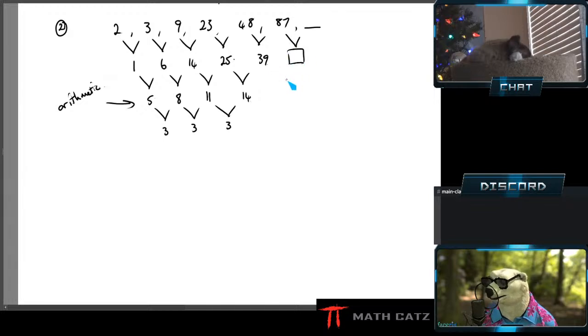Let's do this. I need to find that one, right? First difference. In order to do that, I need to find this one. Then in order to do that, I need to find this one, but I know that's a 3. So this will be 17, because this second difference sequence level is arithmetic. Then the first differences are built on that. 39 plus 17, well, that's 56.